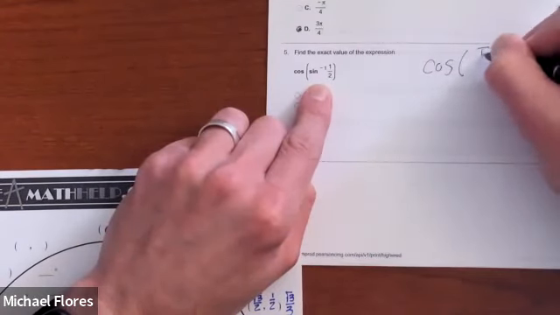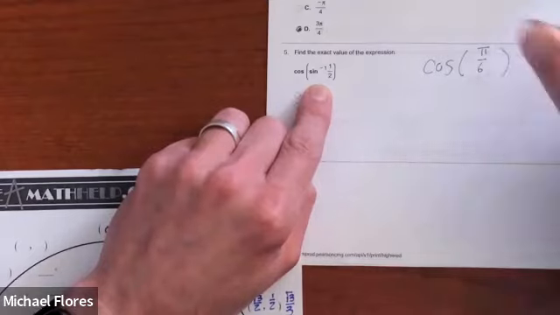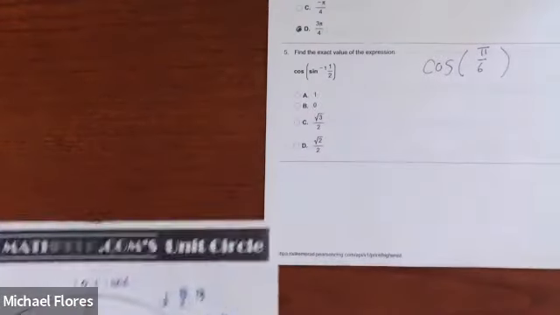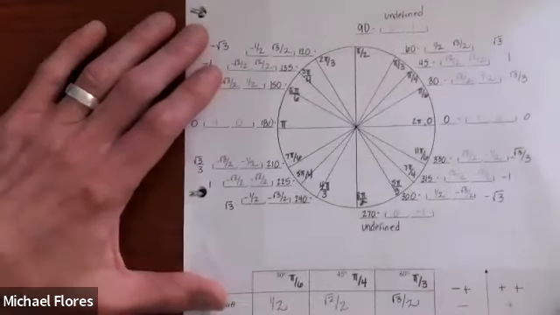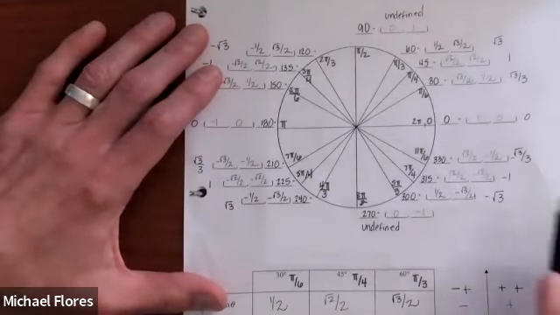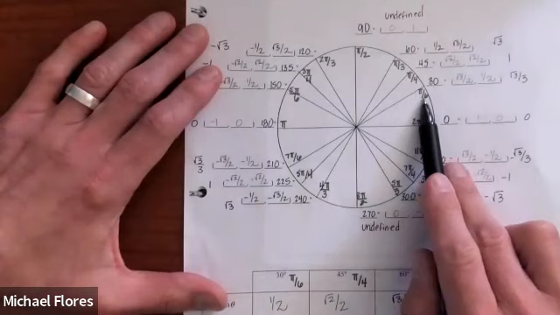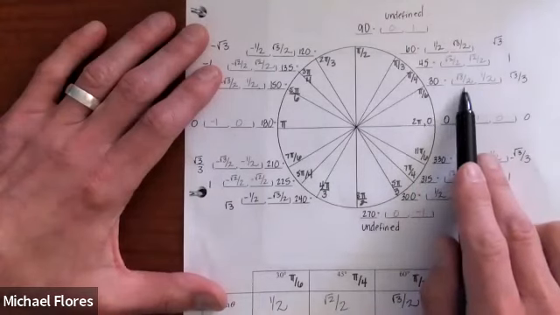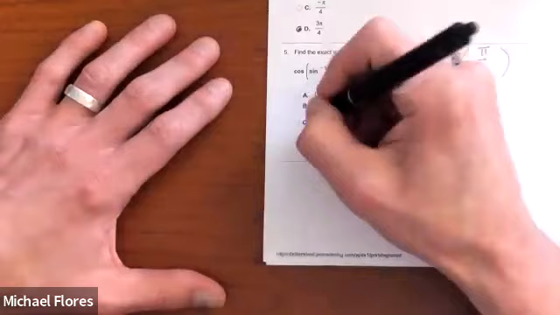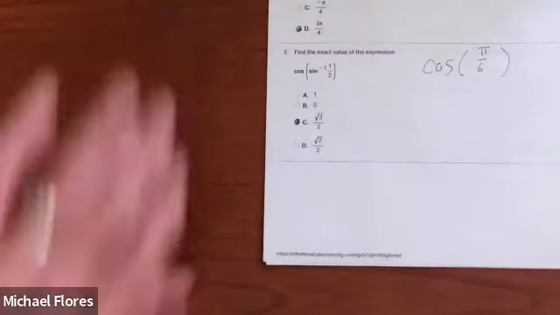Cosine pi/6. Now we need to solve this. Where is our cosine value pi/6? A regular unit circle now. Here's pi/6. Our cosine value is √3/2. That's your final answer. C.